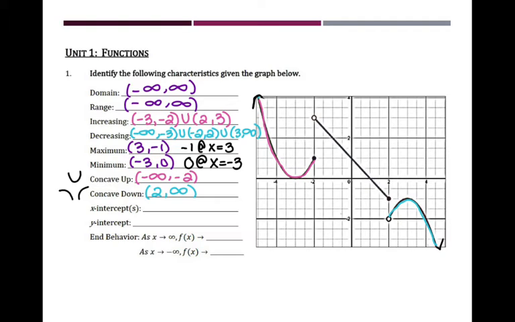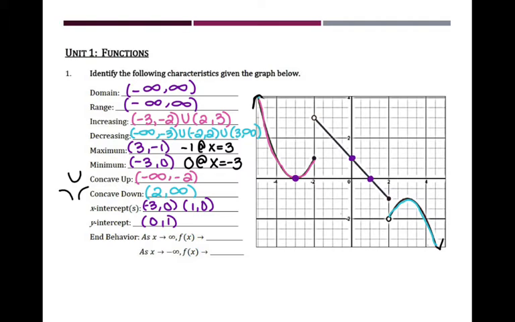Your x-intercepts are wherever they cross or touch the x-axis. So we have this one right here at -3, 0, and that one right there at 1, 0. So I can go ahead and write those as ordered pairs. So -3, 0 and 1, 0. Your y-intercept is where it crosses the y-axis, and that's at 0, 1.